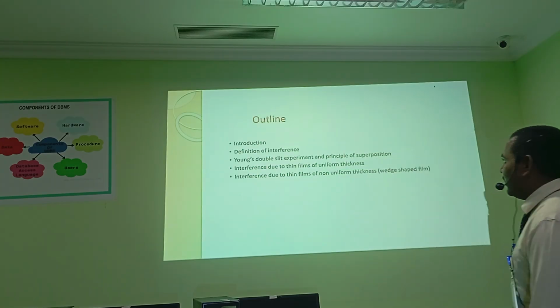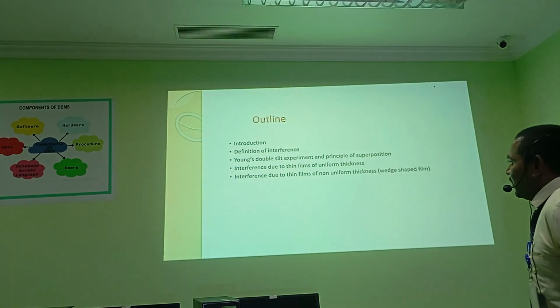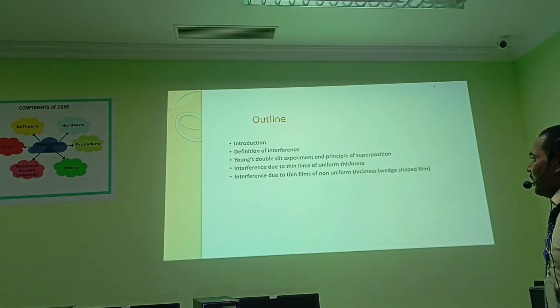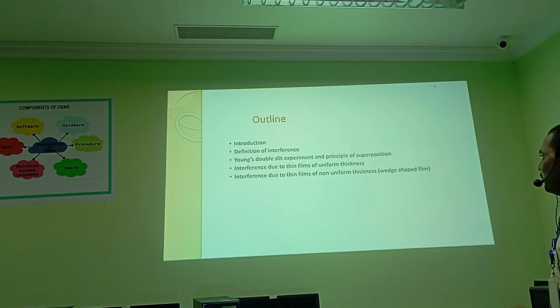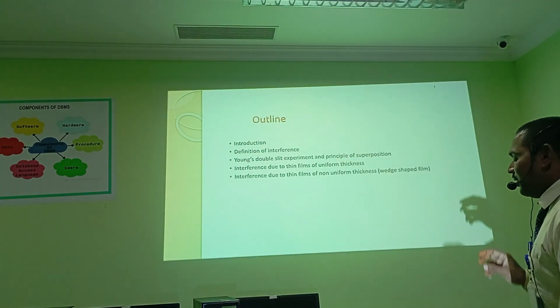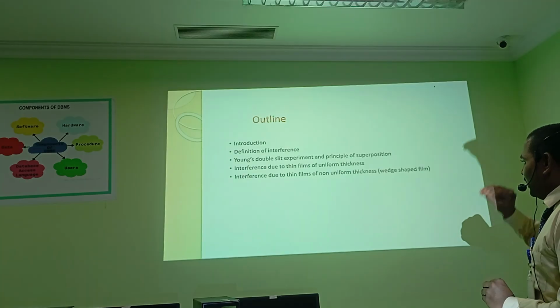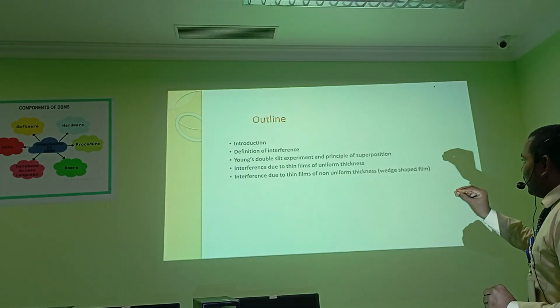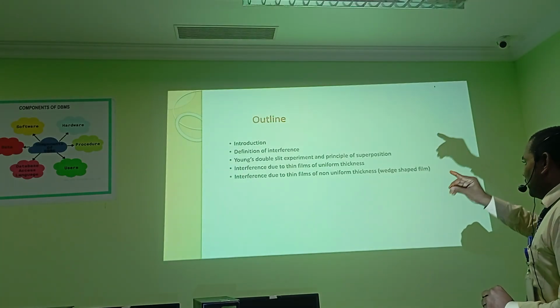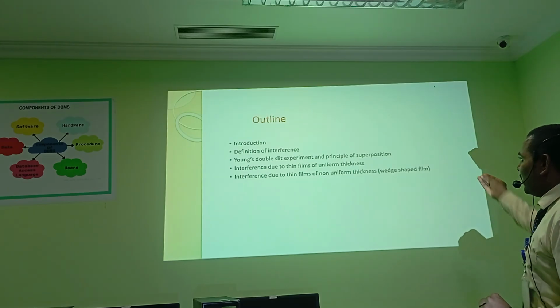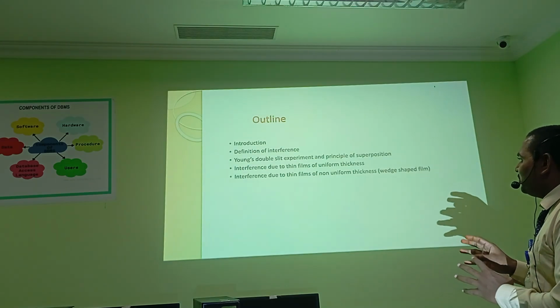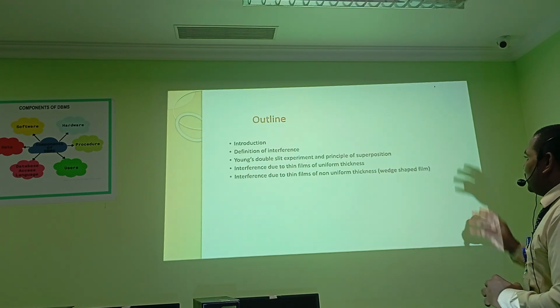Next, the overall outline of interference: introduction, definition, Young's double slit experiment and the principle of superposition. Young's experiment means that part of the light passes through one position and is reflected to another position, and the second part passing through one part is transmitted to another part. That is the principle of superposition, or coherent sources from the different parts.